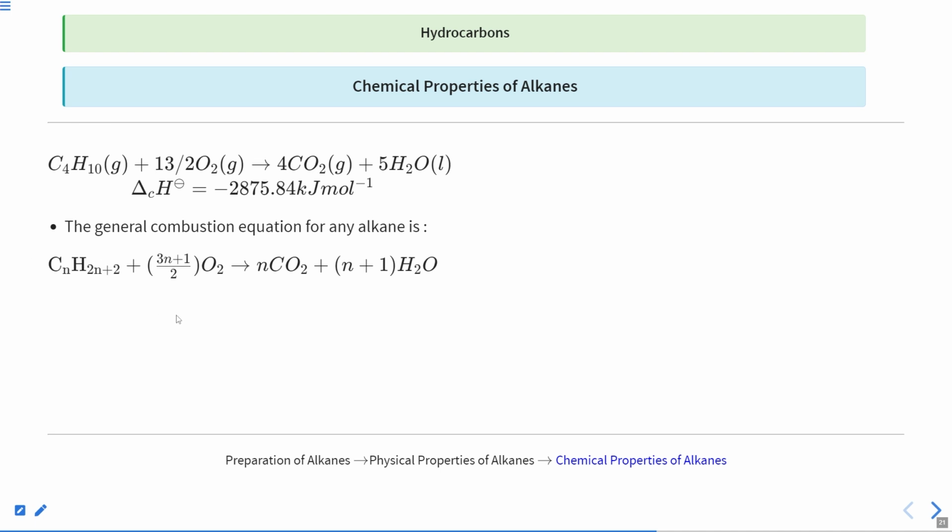So this is a general formula for that. Whatever be the number of carbons, multiply CO2 by that. Whatever be the number of hydrogens, multiply H2O by that, and finally whatever be the number of oxygens, that is n plus n plus 1. But since there are 2 oxygens in this molecule, 2n plus n plus 1, that will result in 3n plus 1 oxygens divided by 2. Multiply it by the molecular oxygen, and that will give the final equation. So this general reaction you should remember.